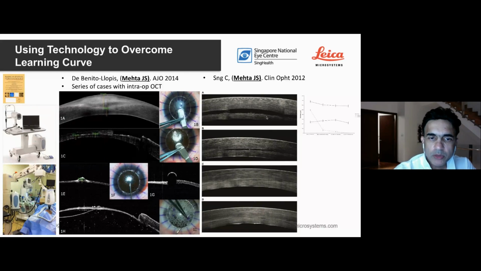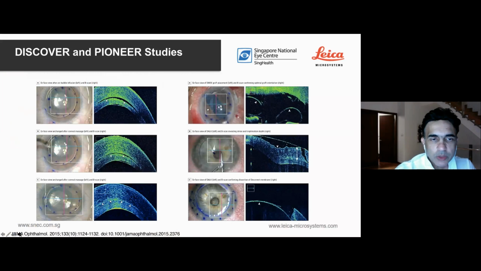For DALK, it helped us really delineate our dissection planes. And sometimes when you're using ultrasound pachymetry devices, they're very inaccurate when you go below 100 microns. But using intraoperative OCT, it allowed us to see this in a lot more detail. Now, there were two studies that came out. One was the DISCOVER study, and one was the PIONEER study. These were studies that wanted to show the utility of intraoperative OCT.